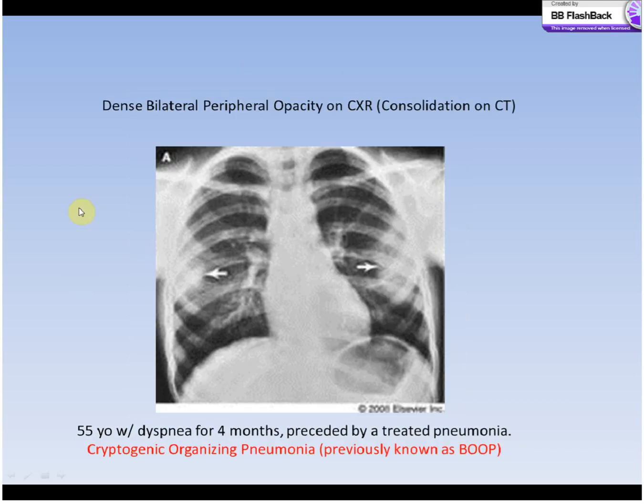Well, on chest x-ray, before we answer that question, this is what it looked like. Very dense opacities in the periphery of the x-ray. And this is what the consolidation would look like on x-ray. And the patient actually turned out to have what's called cryptogenic organizing pneumonia, previously known as BOOP.